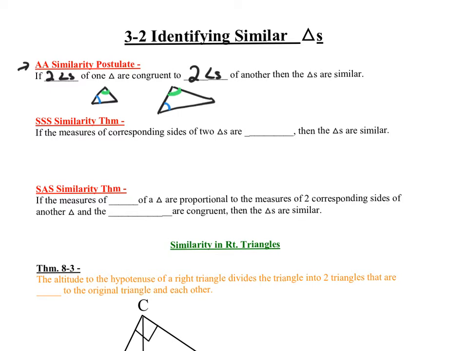Another way that we can identify similar triangles is through the side-side-side similarity theorem. It says that if the measures of corresponding sides of two triangles are proportional, so if we have a true proportion, then the triangles are similar. So we'll draw another small triangle, a larger one.